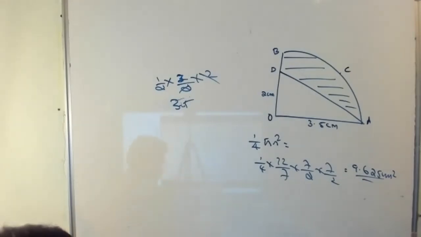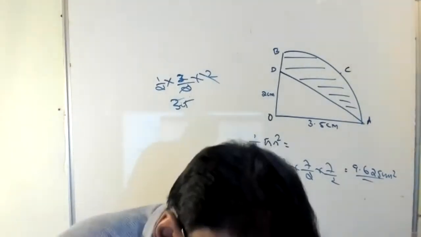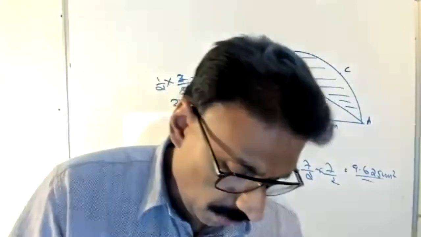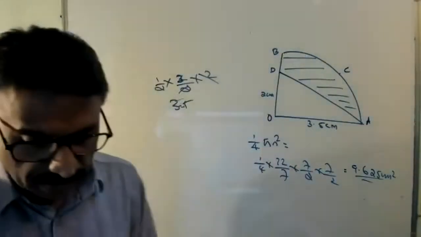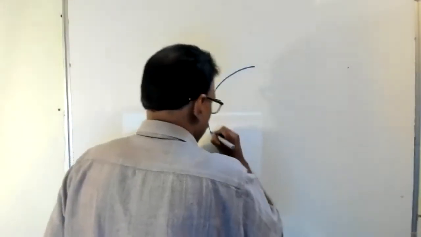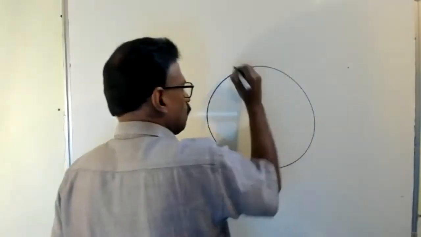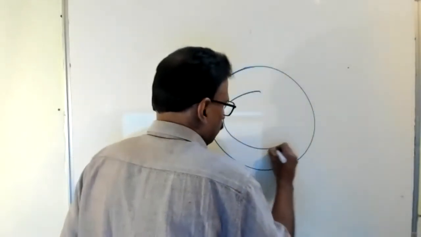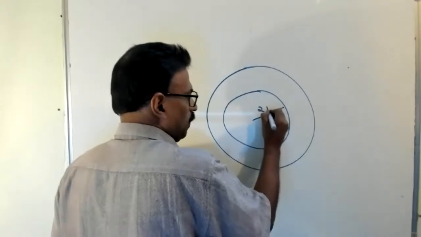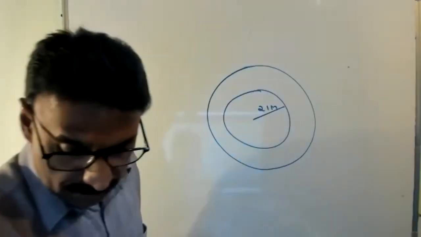Okay, so next question. A circular grassy plot of land, 42-meter inner diameter. 42, that means the radius is 21 meters.